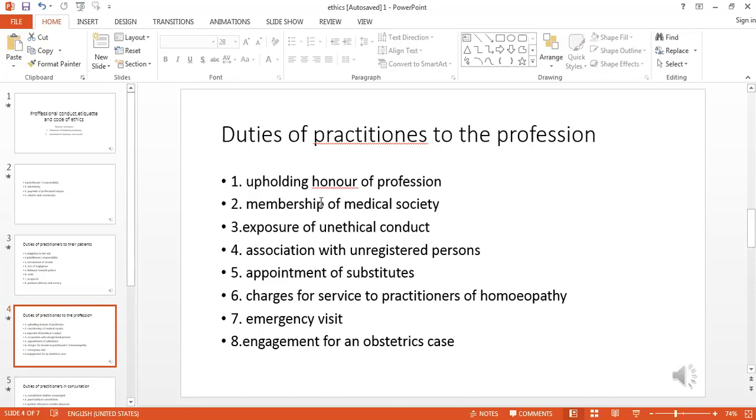Then we should give the respect to our substitute. In case of emergency, if you are giving the service to another homeopathic practitioner, you should not ask for the money. Or if you have to call someone in an emergency, you should call them without any jealousy. And if you are treating a homeopathic physician or any medical doctor or any physician, you should not charge them. And in the emergency visit, you have to go and treat the patient properly. Only the engagement for obstetric cases remains, that we will take tomorrow.